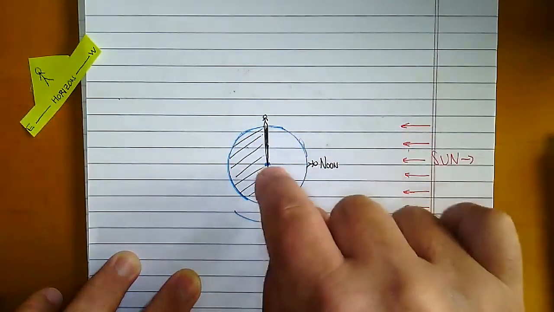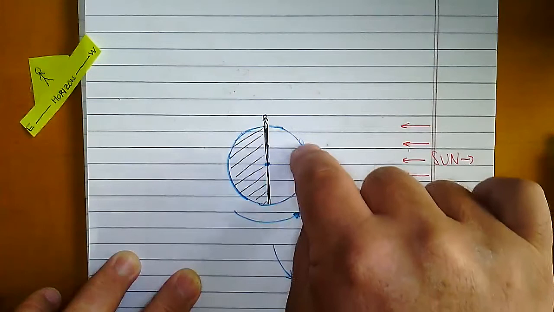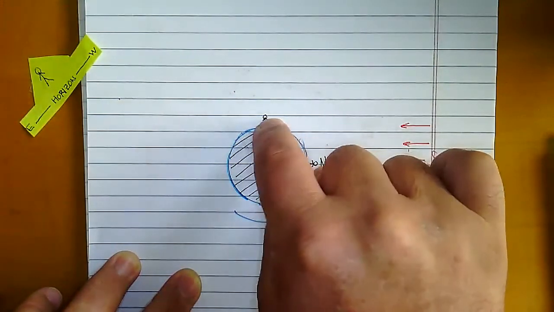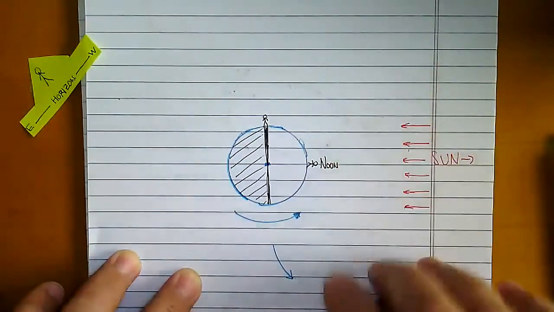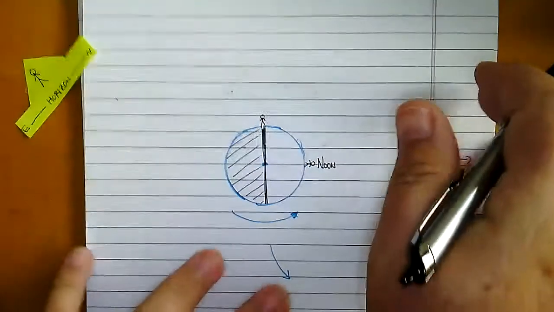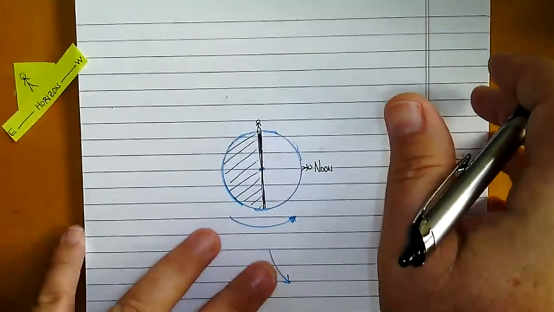Okay. As he rotates, he can see the sun, he can see the sun, and then boom, a split second later, the sun's gone. So what time of day do you think this is? Again, I'm giving you a few seconds to answer. Hopefully you've already been thinking about it.